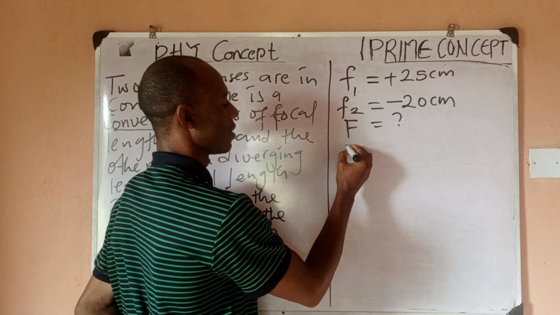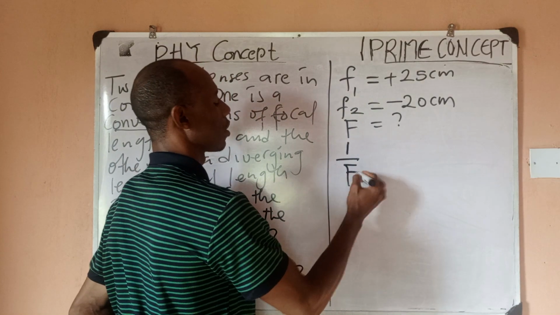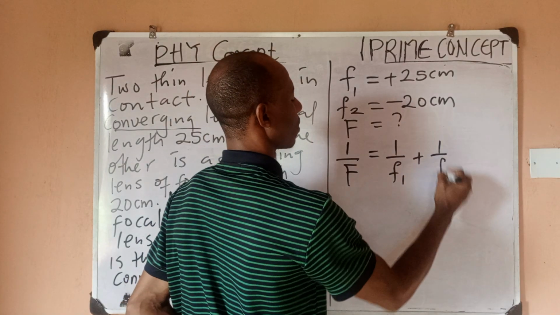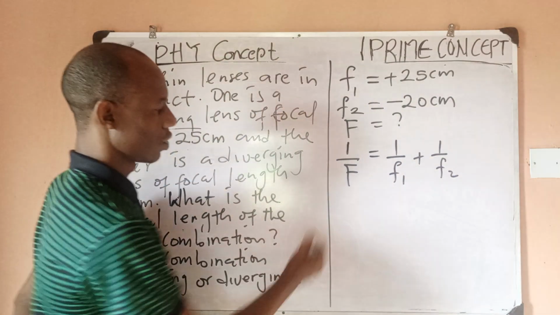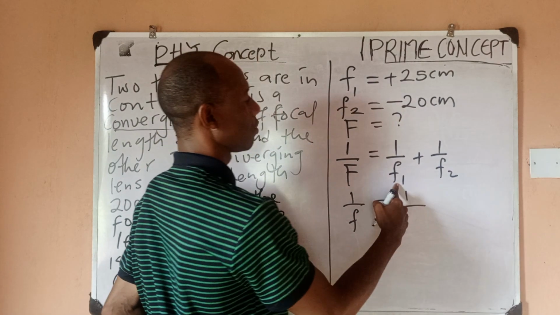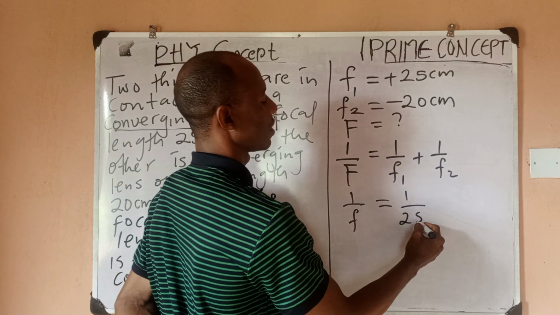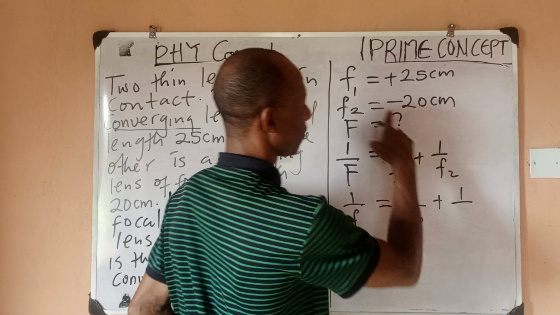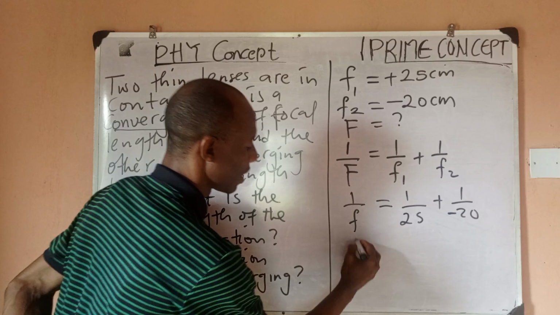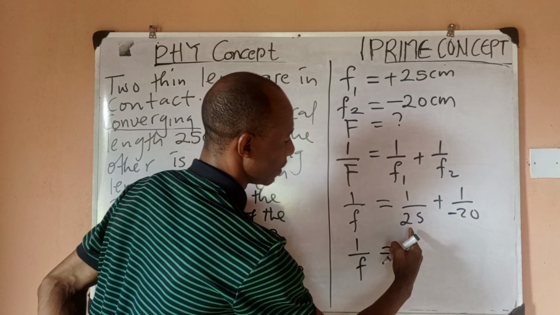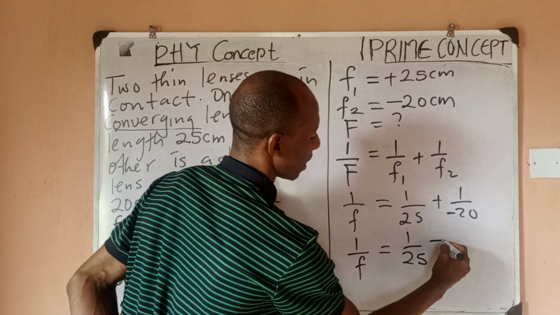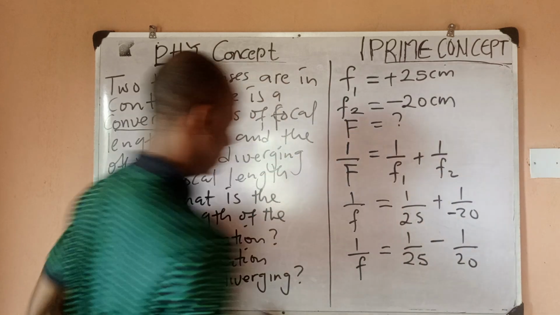Combined focal length has a relationship which is 1 by f, the combination, equals 1 by f1 plus 1 by f2. So we have 1 by f is going to be 1 by f1, which is positive 25, plus 1 by f2, and f2 is negative 20. So I would have that 1 by f is going to be 1 by 25 minus, since times plus is minus, 1 by 20.